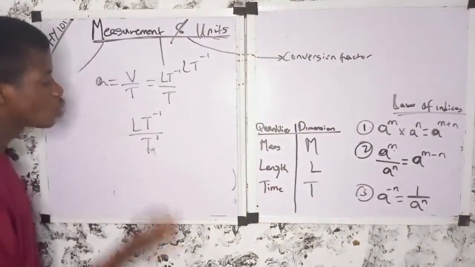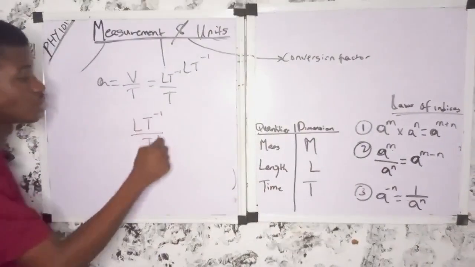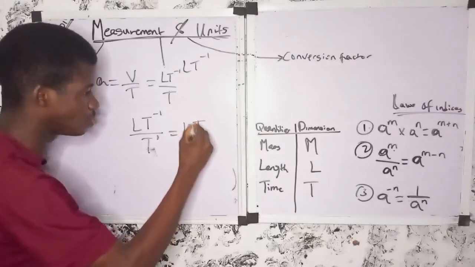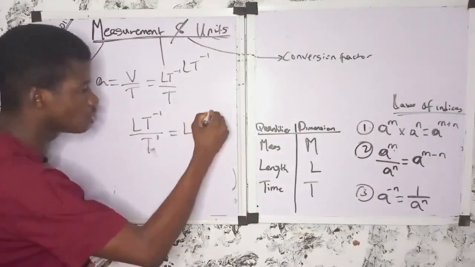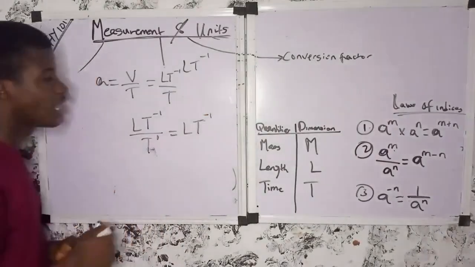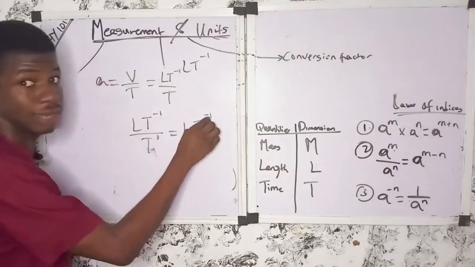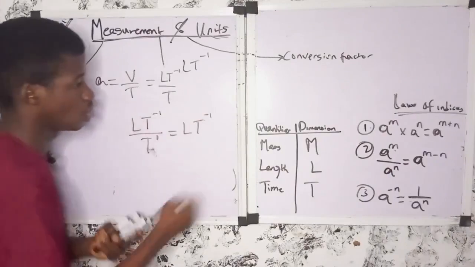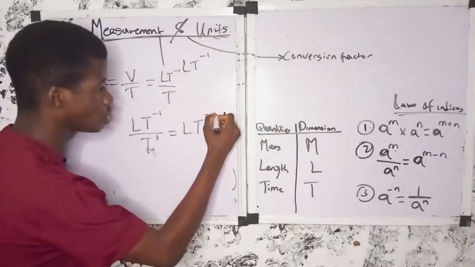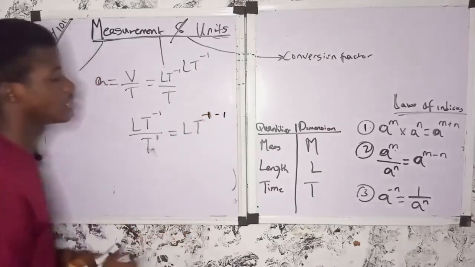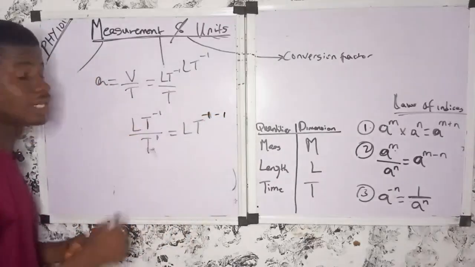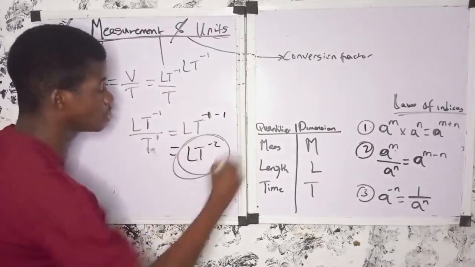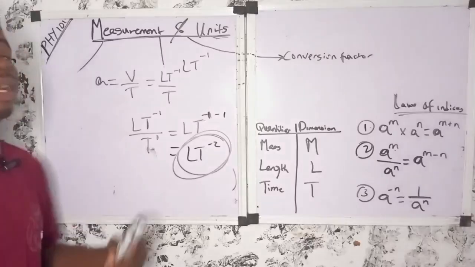So what are we going to do? We will take one of the base and subtract their power. So we take the base L, then the base T, and we subtract. The power of this one is -1, and the power of the other one is just 1. So we subtract their power: -1 minus 1 will give us -2. So this is the dimension of acceleration: L T raised to power -2.